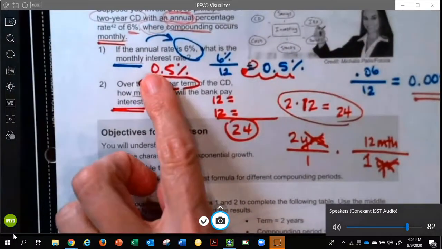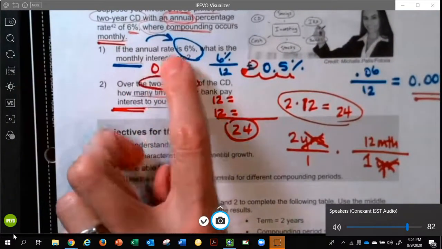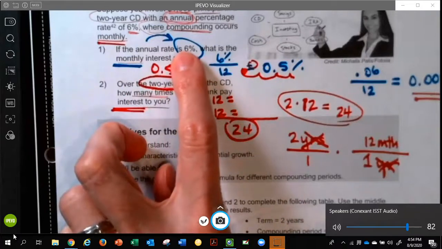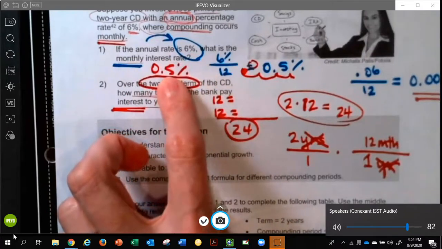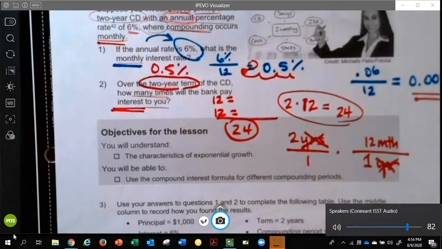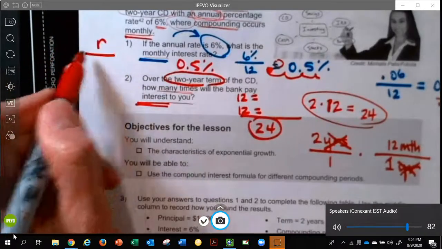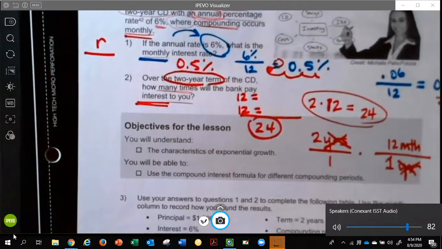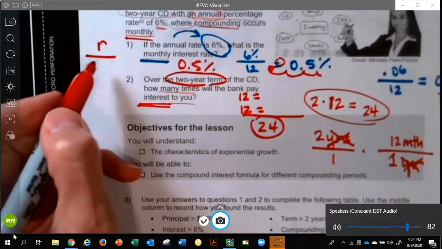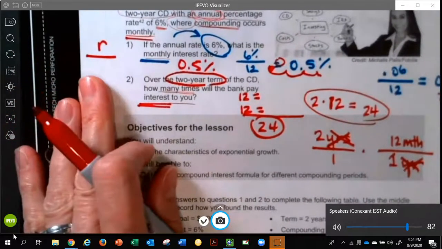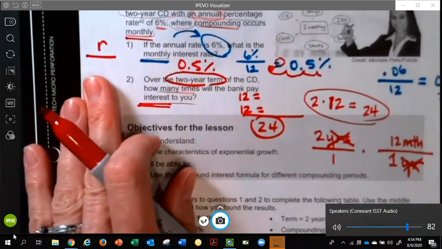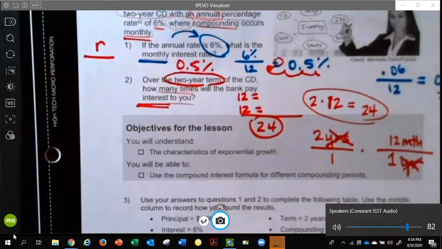And then also I got to keep in mind, if they're paying me monthly, I'm not going to write down 6%, I've got to write down the value for every month. And so I've got to keep that in mind, that whatever my rate is, I'm going to divide it by whatever my compounding period is. And we are going to end up having a special number for that, or letter for that. I'll wait on that for just a second.